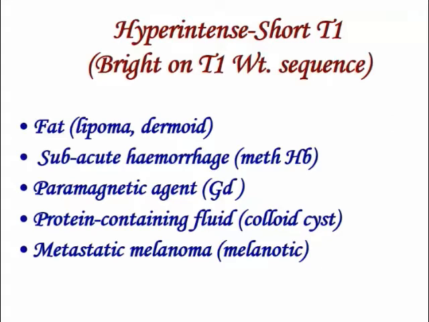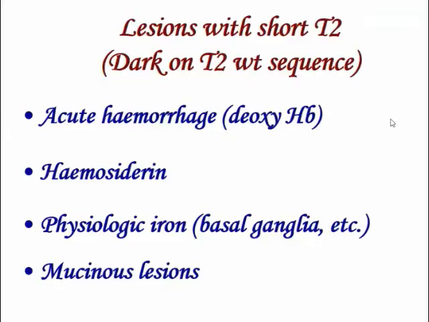If there is fat in unusual locations, we know it could be a dermoid. We look at an example of dermoid also, or it could be a lipoma. Similarly, on T2, T1 shortening makes the structure white, and T2 shortening makes the structures dark or black. Normally, CSF is white, and the other structures which can be black, not white, on T2 weighted images are acute hemorrhage, it could be hemosiderin, or it could be iron.